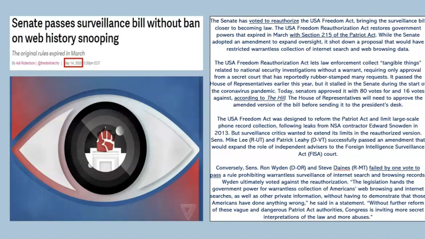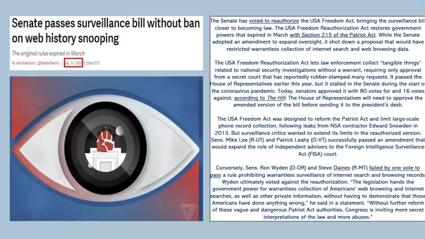Okay, this just happened the other day. So the Senate passed a surveillance bill without banning web history snooping. That occurred on May the 14th of 2020, during the pandemic, during all of this presidential election insanity, and we're now officially in a recession.